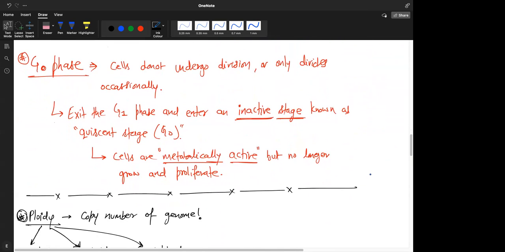Then there is the G0 phase as well. Some cells that do not divide enter the G0 phase, and these cells are usually neurons and cardiac cells, and they are metabolically active. This stage is also called the quiescent stage. But why do we call them inactive? Because from the perspective of the cell cycle, they are inactive, but metabolically they are active.